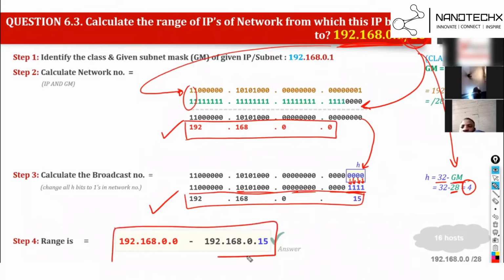And then the range is 0 to 15. So it means how many hosts total? It will give us 16 hosts. First and last cannot be used. It means 14 usable IP addresses. Right?